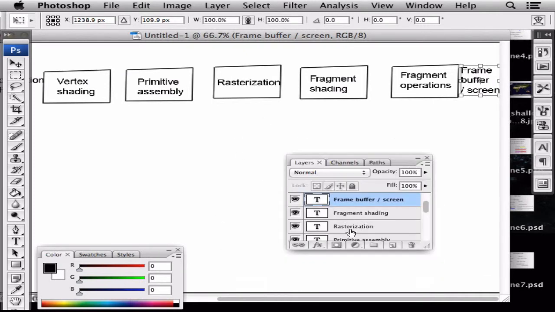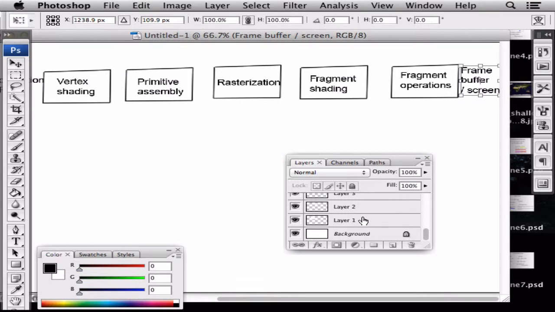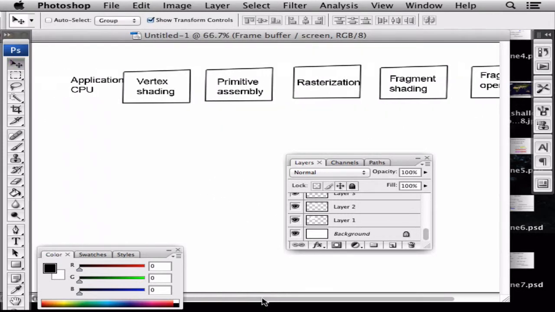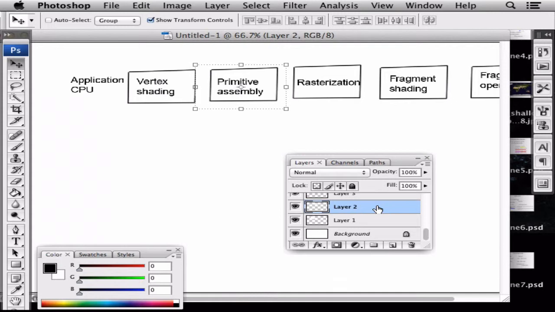Not too much space here. Just going to make a little space. Just a minute.